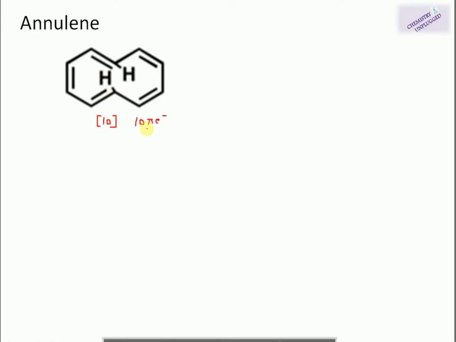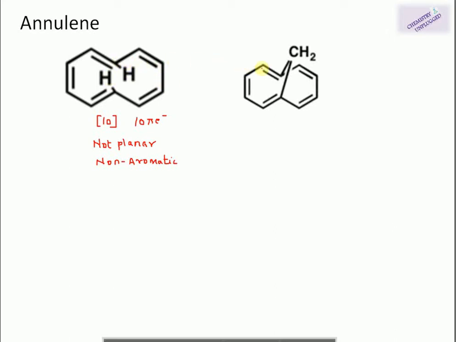But this is not planar in nature due to the repulsion between these two hydrogens, and because of its non-planar nature, the [10]annulene is not aromatic. It is a non-aromatic compound. And if we replace these two hydrogens with a CH2 group, then this system becomes planar in nature, and now it is aromatic because it has 10 pi electrons and it is planar also. So it is an aromatic compound.